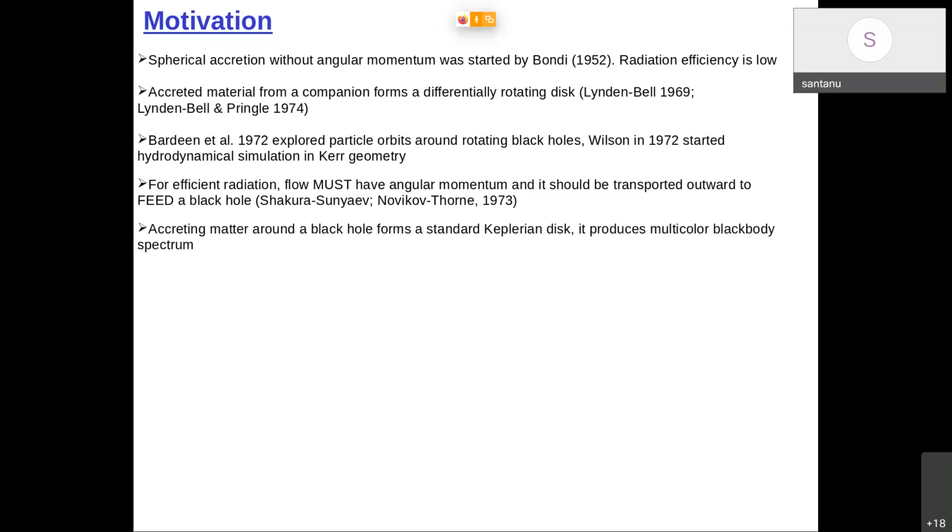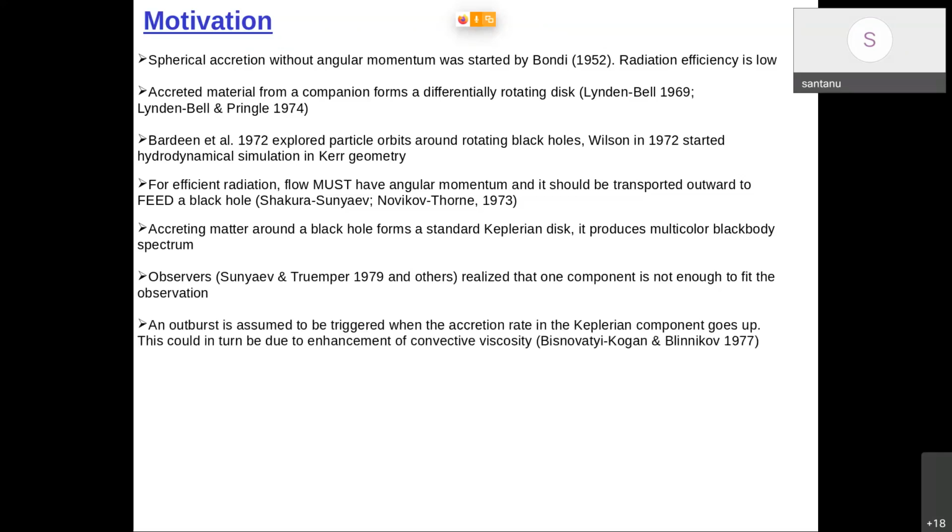So this matter falling onto a black hole forms a Keplerian disk, which produces a multicolor blackbody spectrum. Later, Sunyaev and Trümper and other observers realized that one component, the standard Keplerian component, is not enough. To interpret observations, they need some more components. So in 1977, Vishniac, Kogan and his collaborators found that viscosity can change during the outburst phase of black holes, and they can trigger this powerful emission.